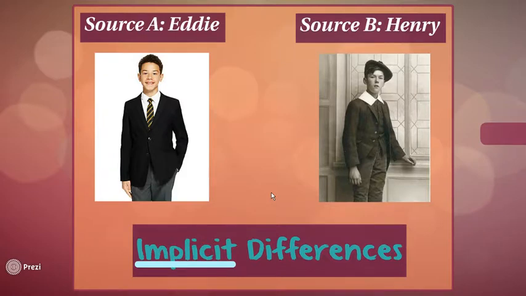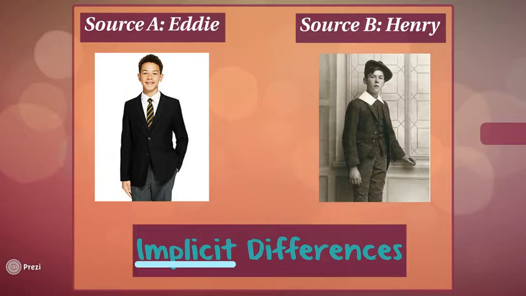Okay, so let's come back to this idea that we were just talking about with the pictures of the slides. So we've got the idea of Eddie in one source and Henry in the other source. And we know that we have to summarise the differences between these two boys. And as we said before, we don't want to go for the explicit details, such as one was alive in the 1800s and the other one is alive in the 21st century. We don't want to go for those kind of surface level points. Instead, we want to go for some more of the implicit differences.